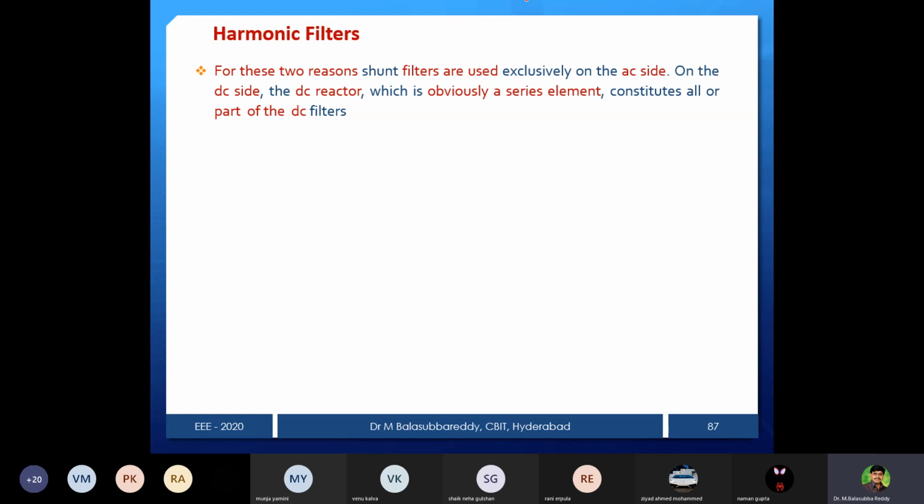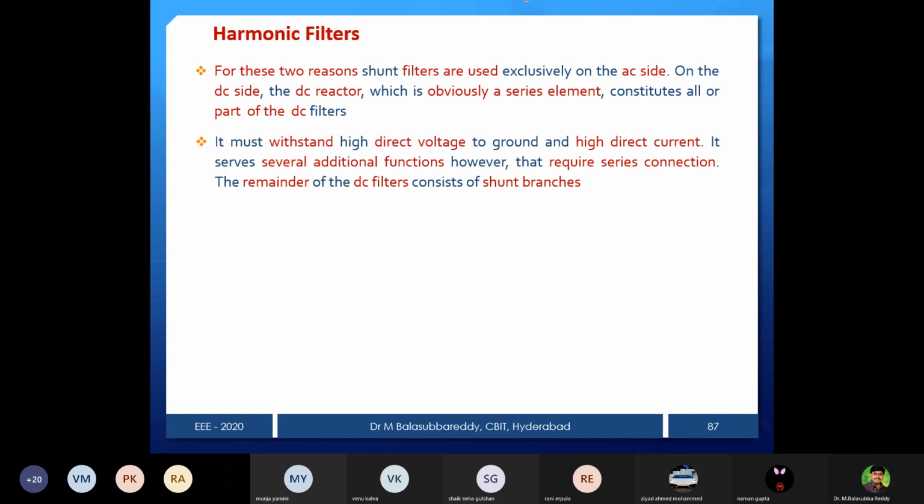So, the DC reactor you noticed in the previous classes also, where you are connecting there is a controller. After the controller, the output terminals are connected to the DC reactor, and only then are you passing through the line. So we have to filter out that DC harmonic. It must withstand high direct voltage to the ground and high direct current. It serves several additional functions, however, that require series connection.